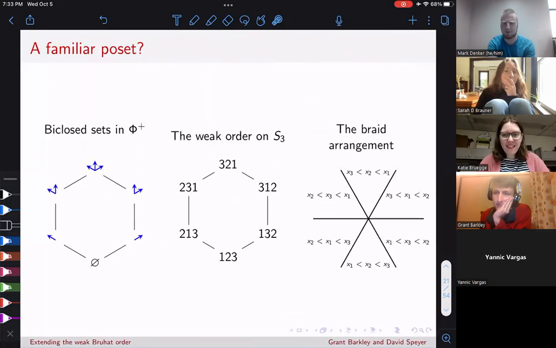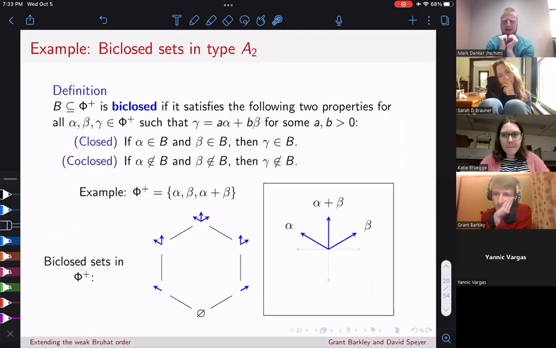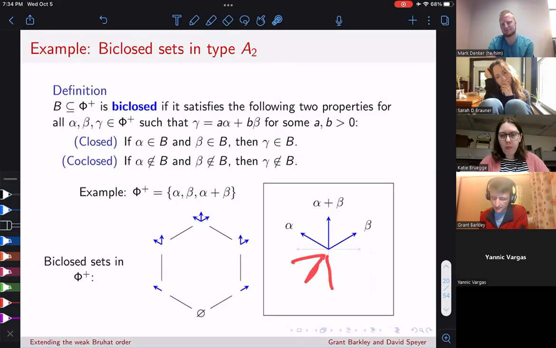Before we move on, can I understand bi-closed as the intersection of your set with some convex cone? The closed condition is saying that if you take the cone spanned by two of your vectors, then any other vectors in there must also be in the set. Yeah, that'd be the closed condition, not the bi-closed condition. And then the bi-closed says that if you have two things that aren't in your set, then nothing in between them can be in the set.